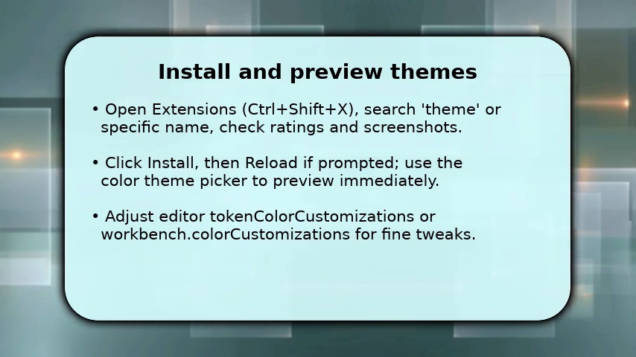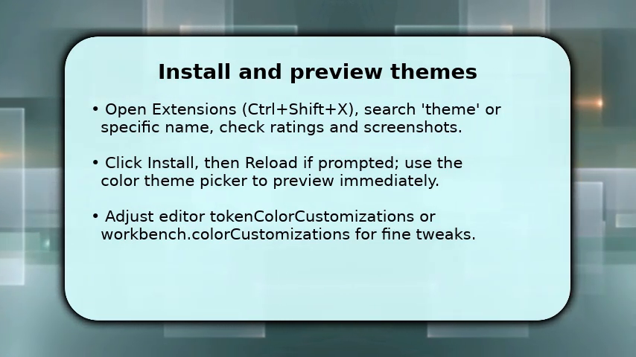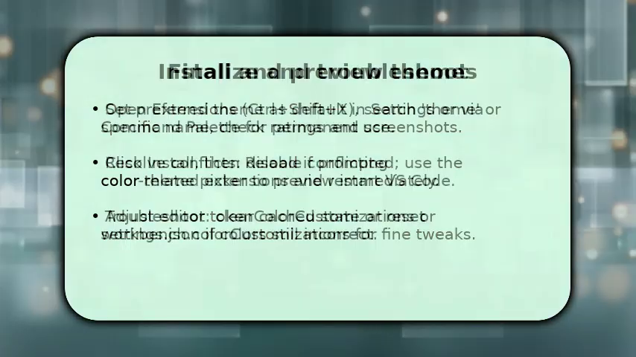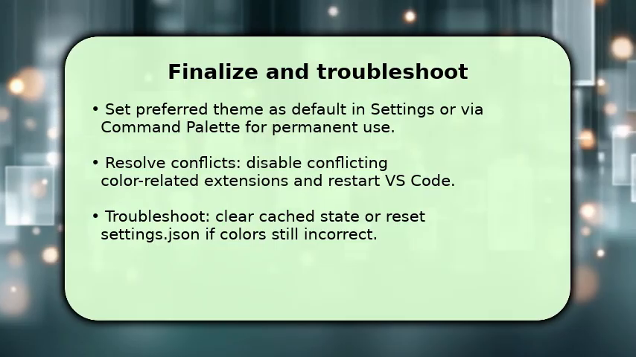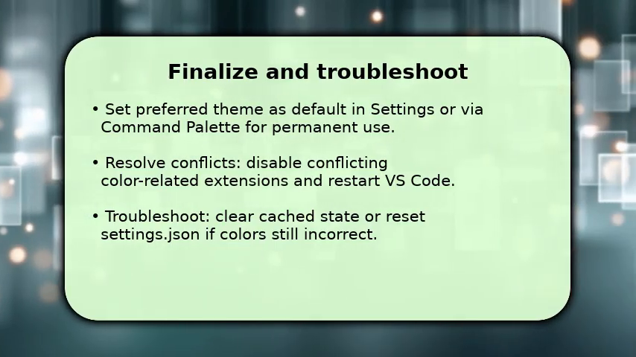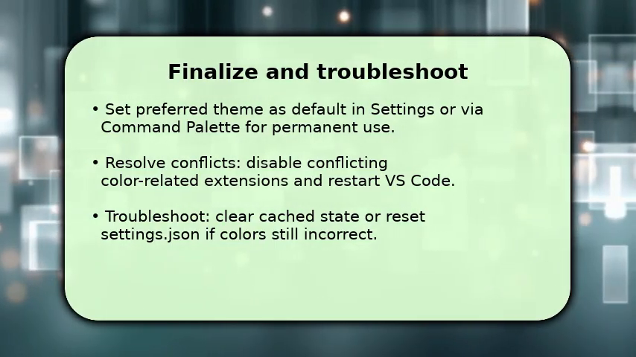Once you pick a theme, set it permanently in Settings or Run Preferences: Color Theme to save it. If colors don't look right, disable other color or icon extensions, then restart VS Code to rule out collisions.